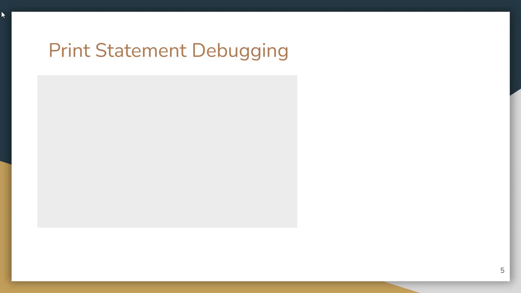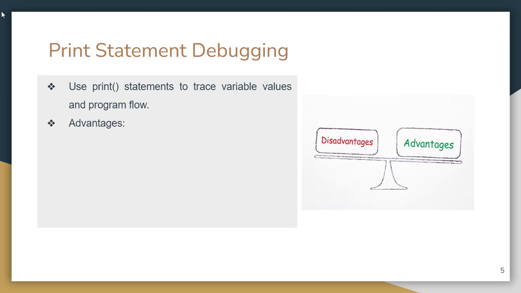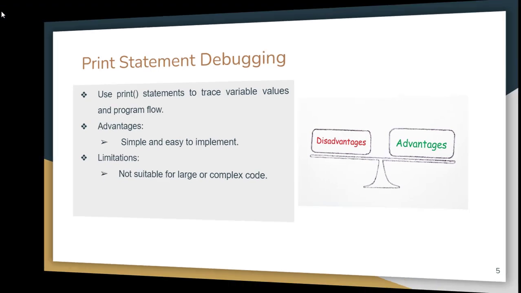Print statement debugging. We can use print statements to trace variable values and program flow. Advantages: simple and easy to implement using print statements. It also has a limitation: it is not suitable for large or complex code.